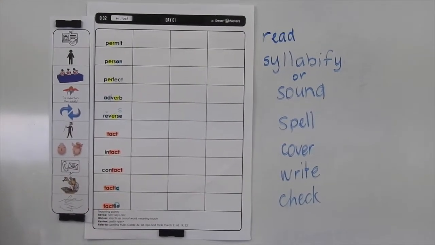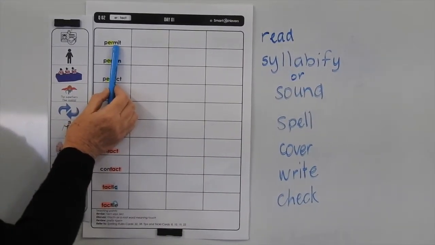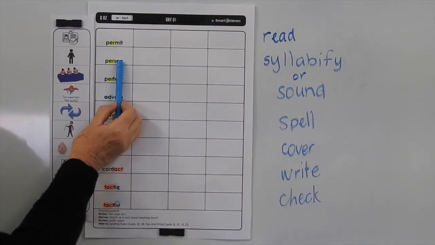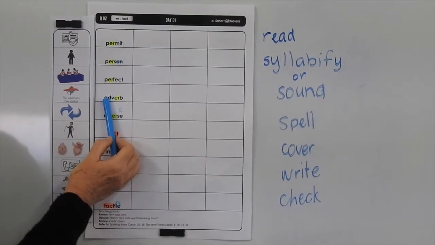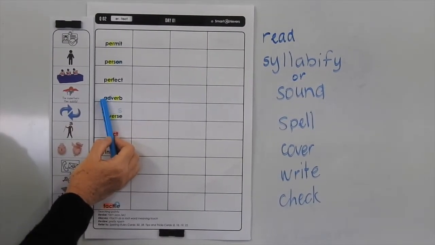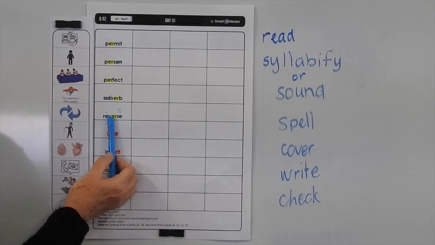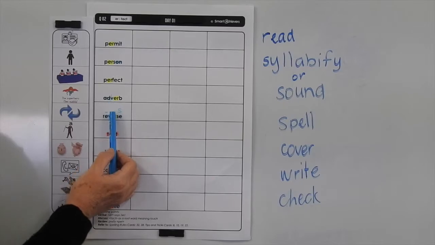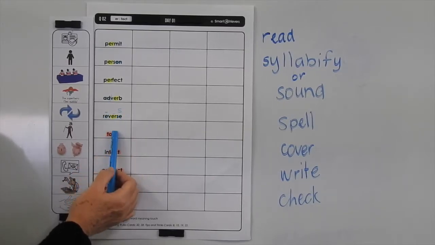Now let's go back and look at what these words all mean. So permit means that you're allowed to do something. A person is a human being, it's only one of them. Perfect is faultless. An adverb adds to the meaning of a verb. It gives more of a description as to what the verb is doing, the action that we're doing. And usually you'll notice that an adverb ends in ly.